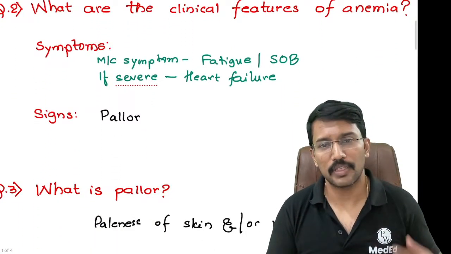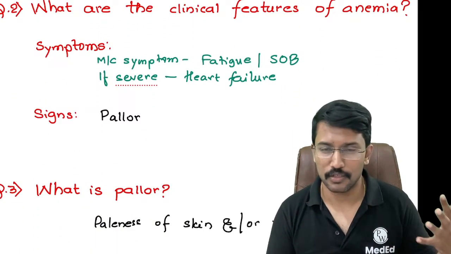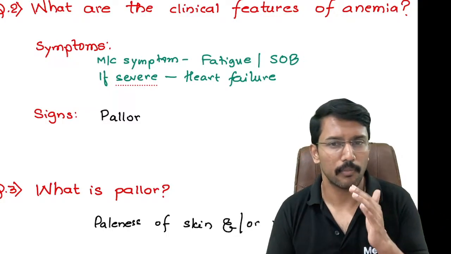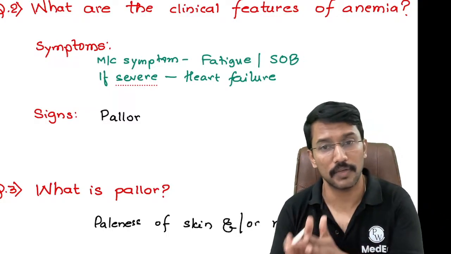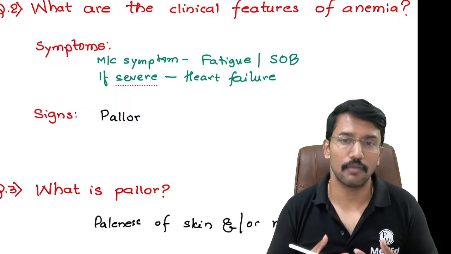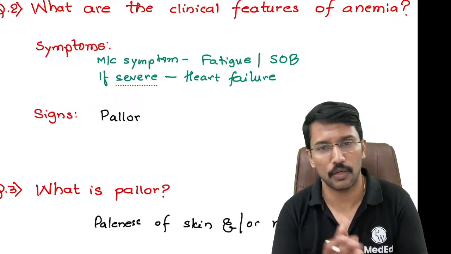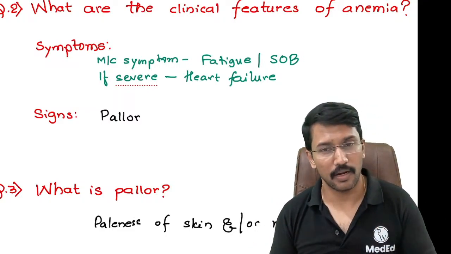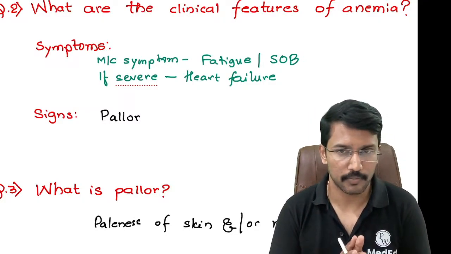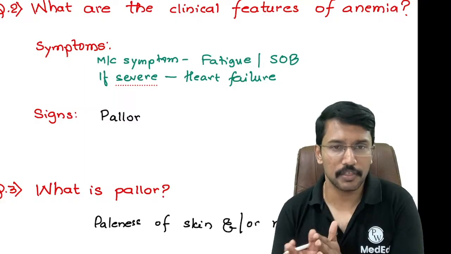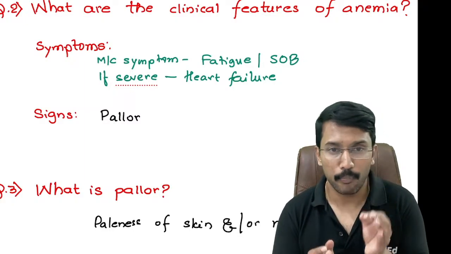The most common symptom that a patient with anemia presents with is weakness or fatigue, and to some extent a mild degree of shortness of breath. But a long-standing or severe anemia can present with heart failure. In that case, patients can have all the cardinal manifestations of heart failure, including raised JVP, pedal edema, orthopnea, PND, ascites, and tender hepatomegaly. The most common examination finding in these patients is going to be pallor.